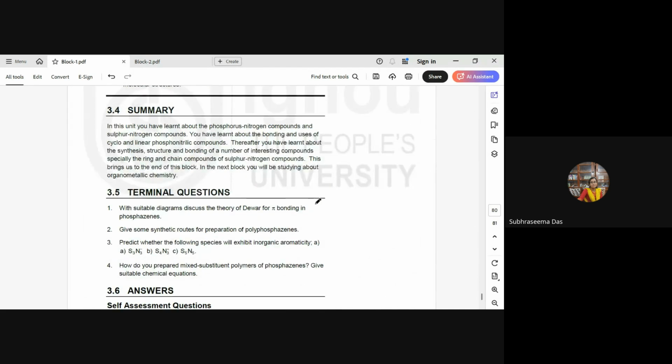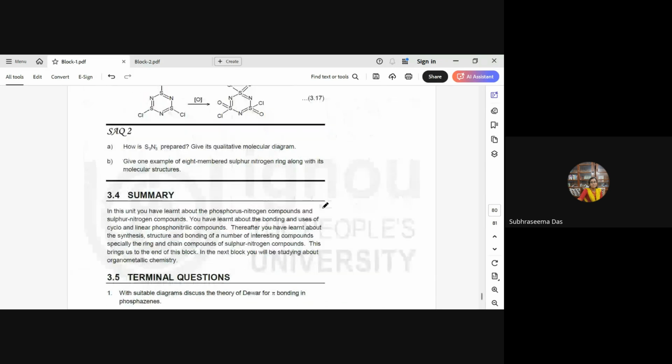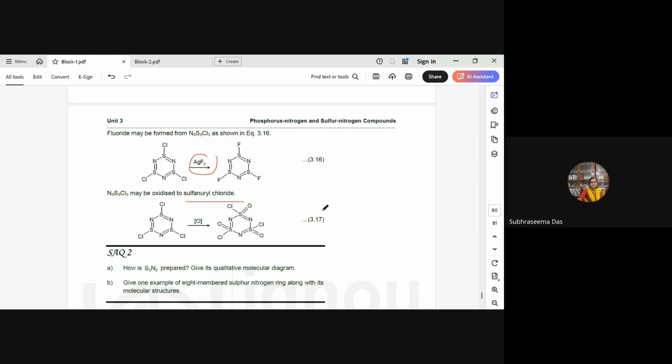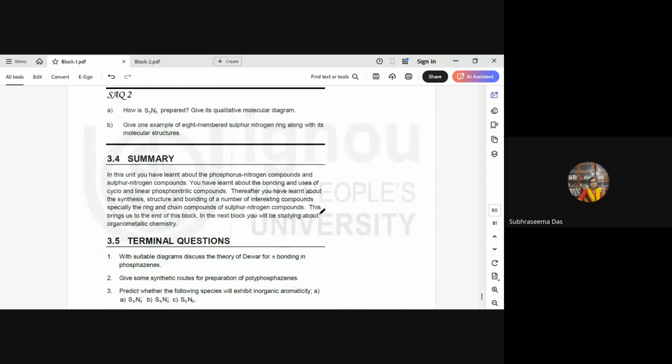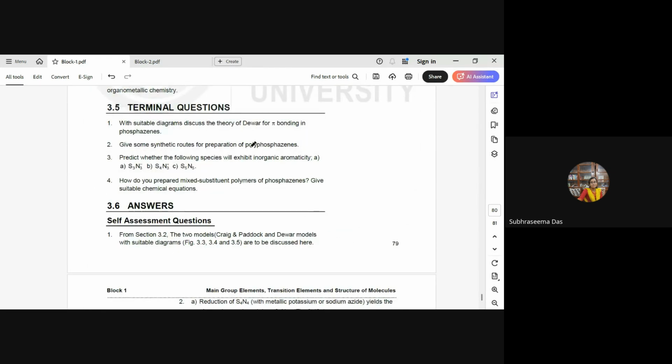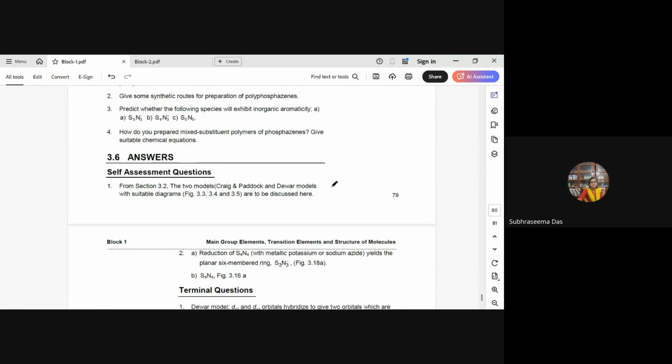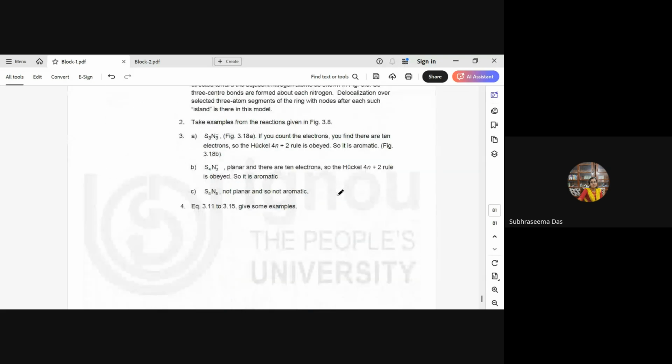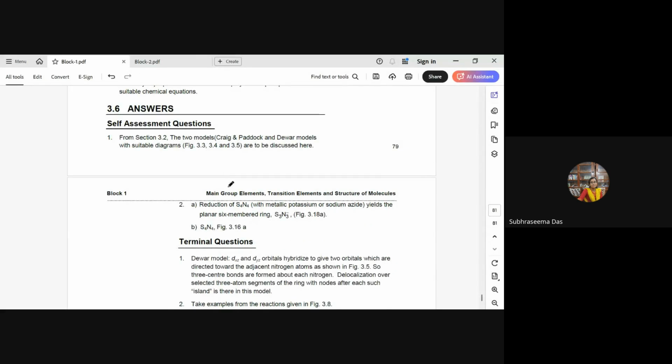With this, we have finished the sulfur nitrogen compounds and phosphorus nitrogen compounds. There are some terminal questions about this chapter, and the answers have been provided. You can go through them, and with this we finish this part. We'll take a break of 5 minutes and then resume with the second block.